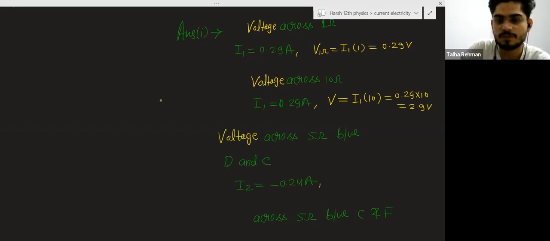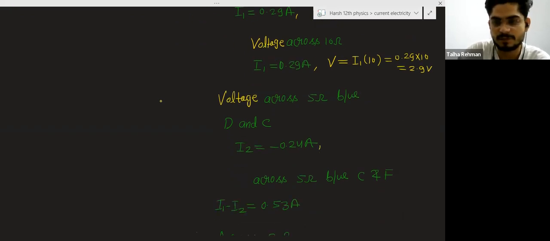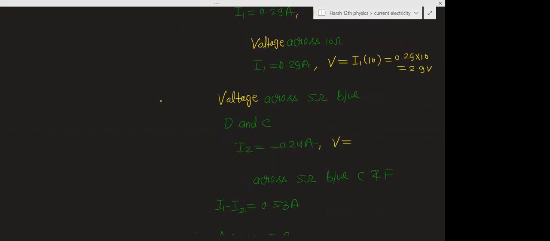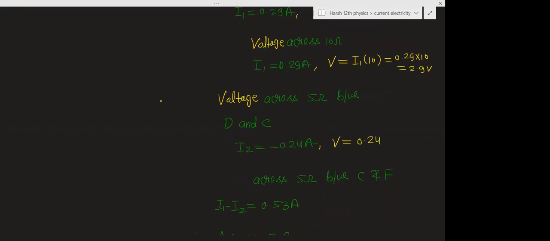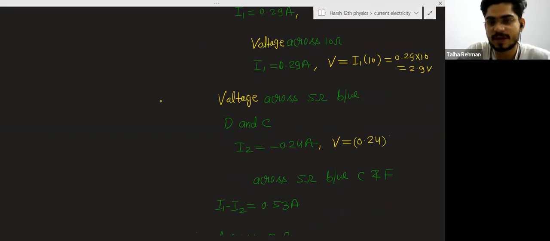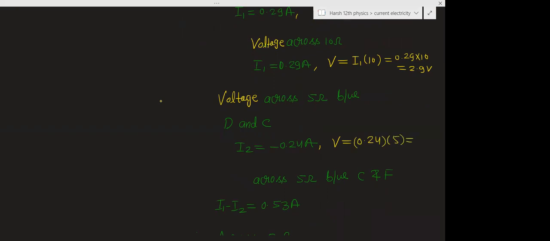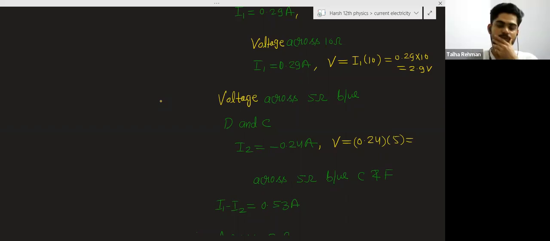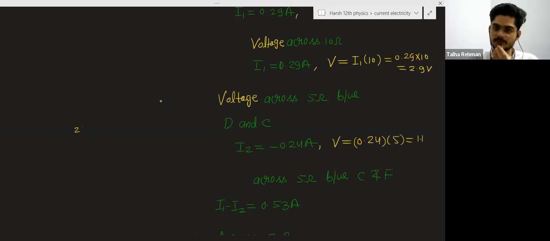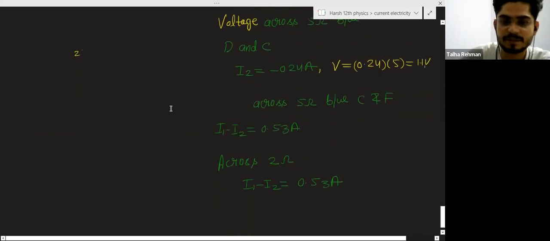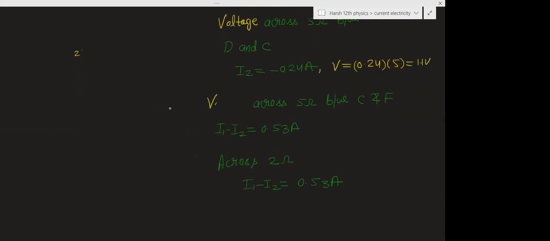Voltage across 5 ohm. So what will you do? V is equal to IR. What is I this time? Minus 0.24. You can take the magnitude only, 0.24. And the resistance is 5 ohm. So this will become 1.1, not 11, 1.1 volt. This is a simple calculation you can do by yourself.